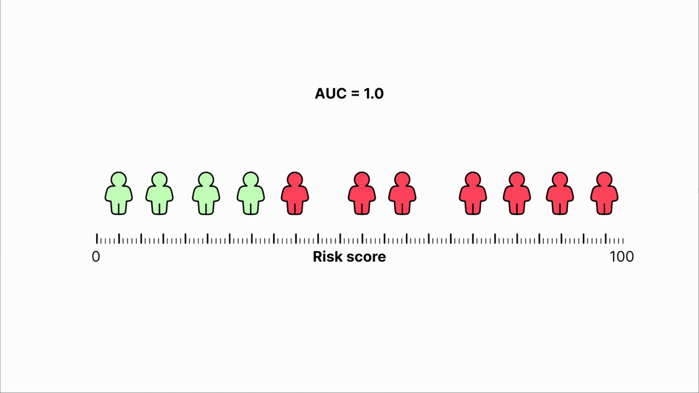So this is also area under the curve of 1, and this is also area under the curve of 1, just because we have clear separation and no intermixing.